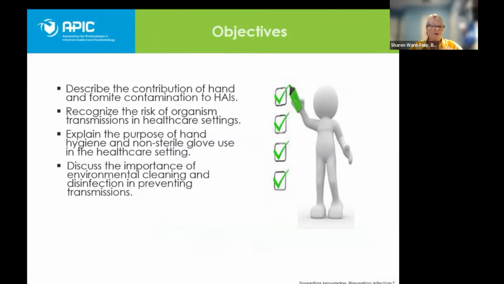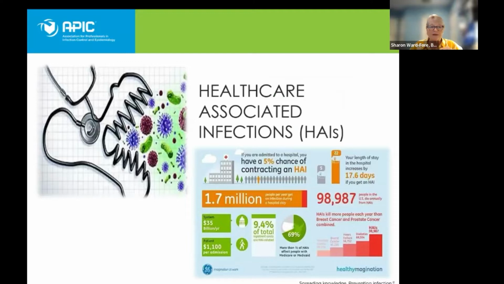By the end of this presentation, you should be able to describe the contribution of hand and fomite contamination to HAIs, recognize the risk of organism transmissions in healthcare settings, explain the purpose of hand hygiene and non-sterile glove use, and discuss the importance of environmental cleaning and disinfection in preventing transmissions.